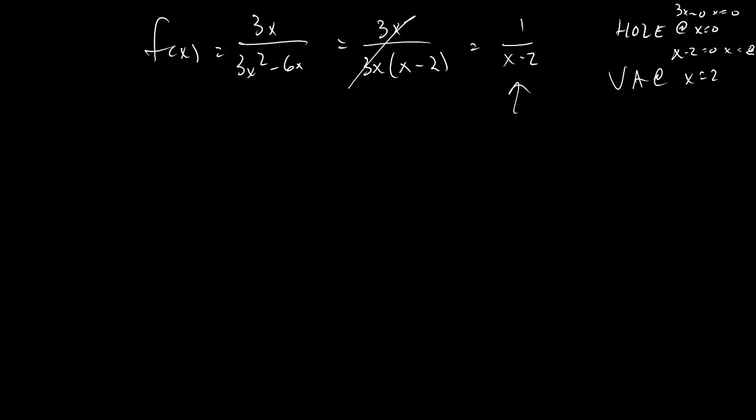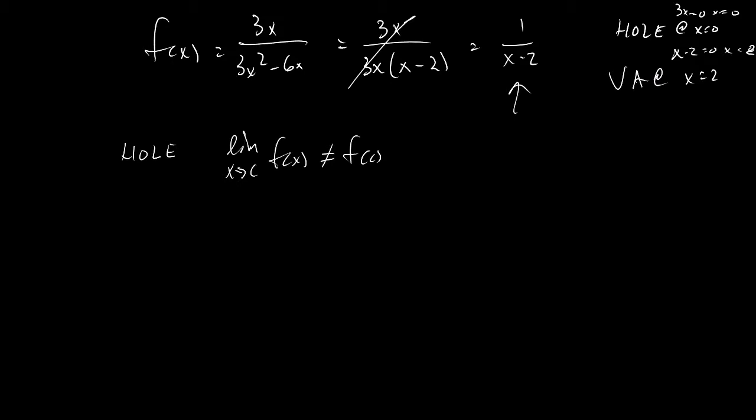So now that I know I have a VA and a hole, now I need to go back to the definition of these things. So for the hole, I need to show that the limit as x approaches my c value of my function does not equal my function value.